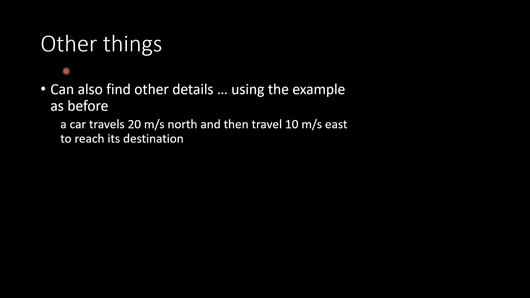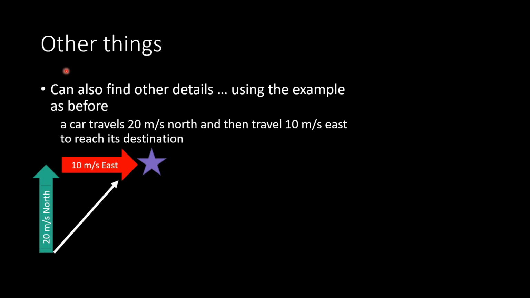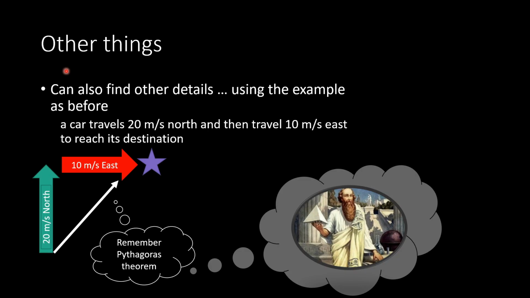So going to our next slide, what other things can we get out of this particular case? More importantly, can we find other details using the same example as before? So let's pull it back up. We've got a car which is traveling 20 meters per second north and then 10 meters per second east to reach its destination. Well, can we do a little resultant plot to get to that part? Or is there another direction that the driver could have taken which could have been quicker? So remember your Pythagoras theorem, right?